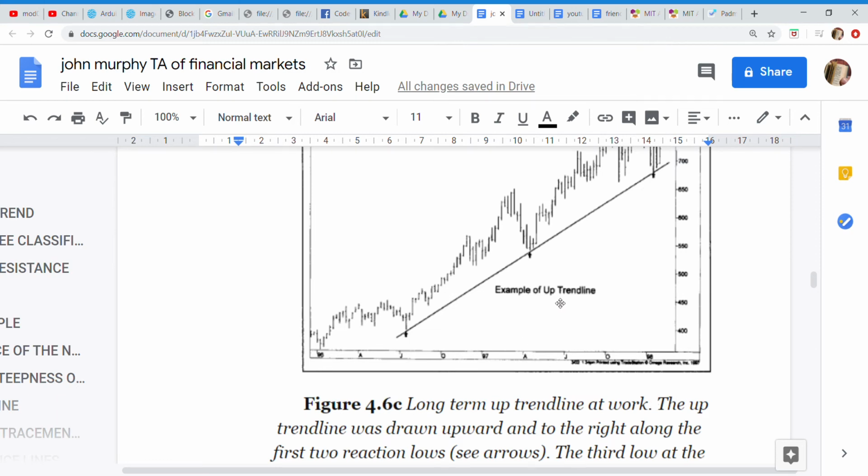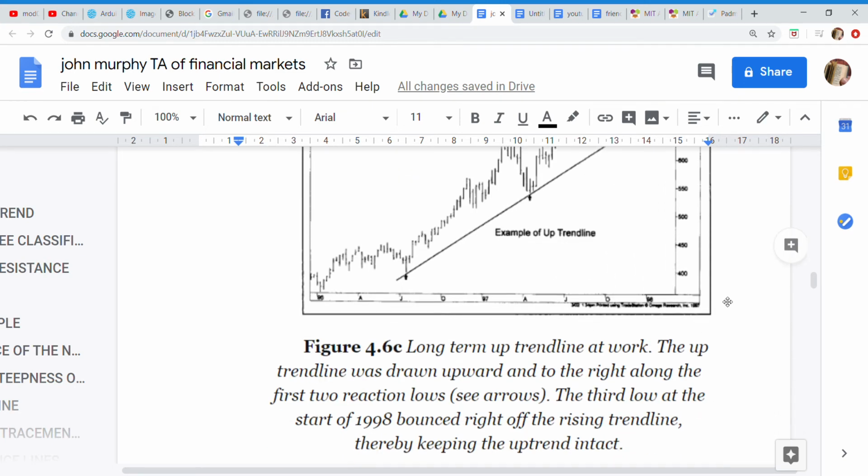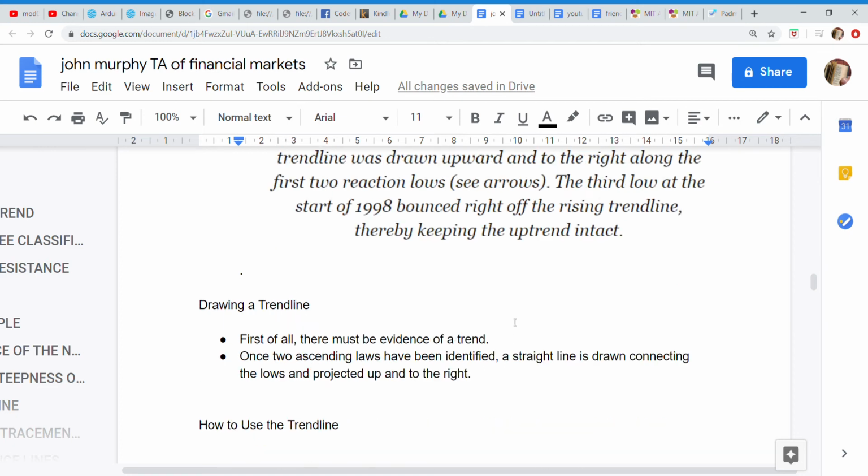So this is an example of uptrend lines. This is an uptrend line. Drawing a trend line, first of all, there must be evidence of a trend. Once two ascending lows have been identified, a straight line is drawn connecting the lows and projected up to the right.